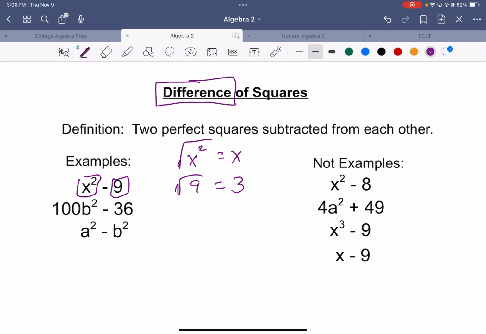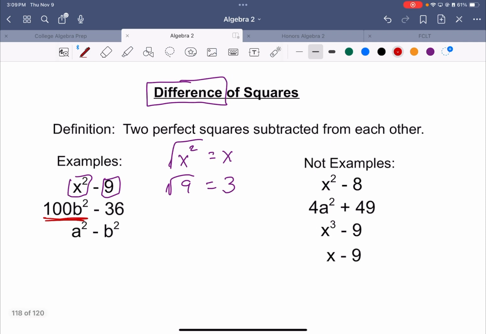So x squared minus 9, they're both perfect squares. We talked about that one. 100b squared minus 36: the square root of 100 is 10, the square root of b squared is b, the square root of 36 is 6. They're being subtracted. It's a difference of squares. The square root of a squared, a. The square root of b squared, b. They're being subtracted. It's a difference of squares.